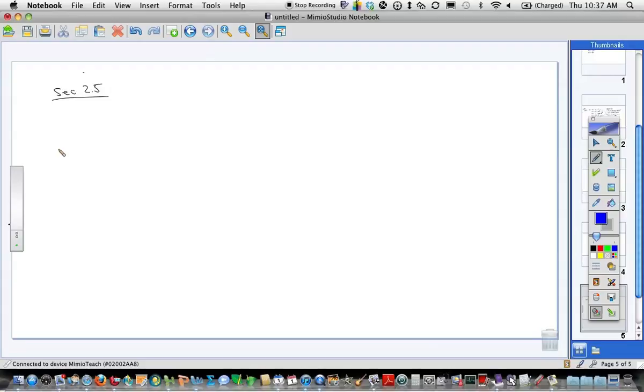Section 2.5, if you would turn backwards to roughly page 123. Okay?